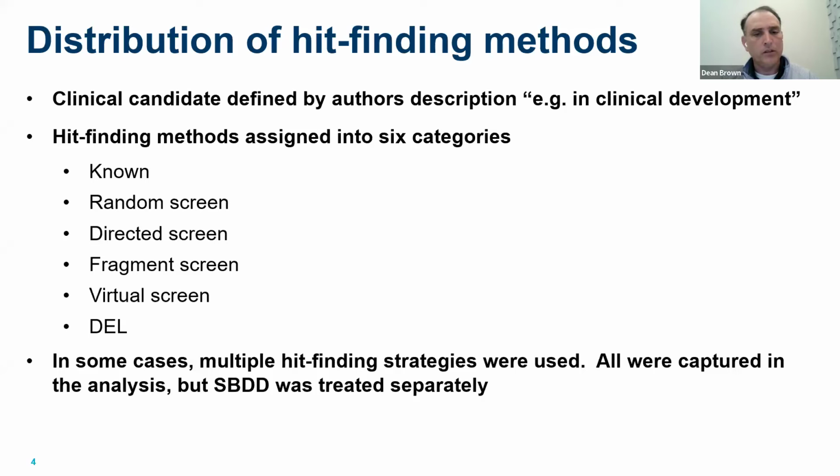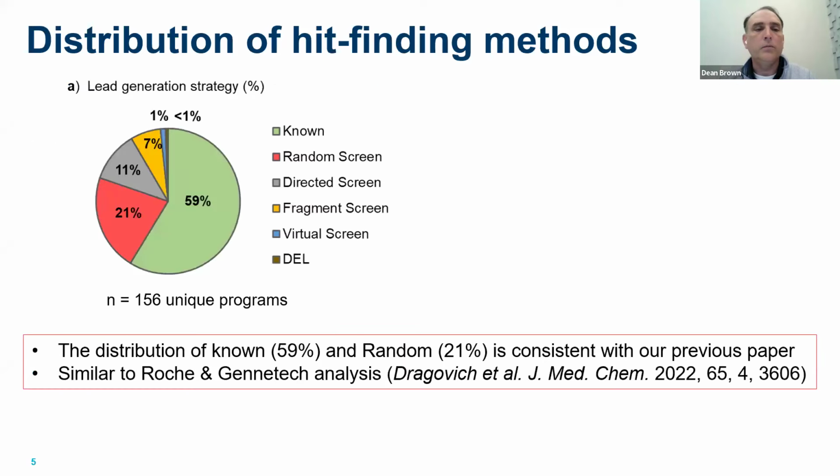And in some cases, multiple hit finding strategies were used. With those, I just captured them all just to get a running table of the hit finding approaches that were used. So the caveat that I'm going to put on this is that this is not a referendum on any of these approaches. As you'll see, some of these approaches didn't have very many examples, and there may be reasons for that. I will actually go to the next slide and explain that in more detail.